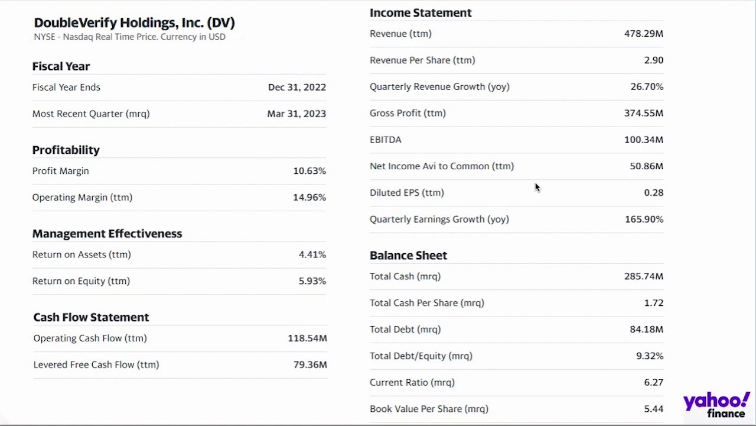The chart looks good. We own the stock. I just want to mention it in this video.